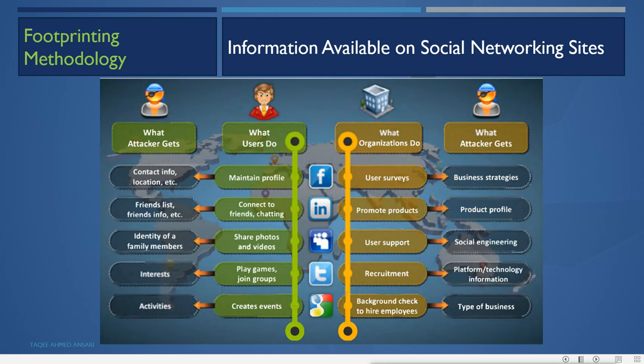Organizations also do recruitment, so on LinkedIn they post jobs. With a job advertisement, they also inform about the platform technology, so the attacker can get information about the platform technologies. Then users create events, so the attacker can know what activities you are doing right now. And organizations do background checks to hire employees, and this is how they can get the type of business you are doing.